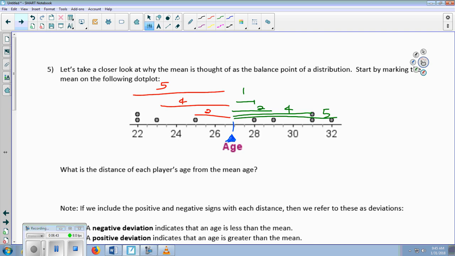So if we include positive and negative signs, all of the red ones are less than the mean. We could say they're all negative. And of course, we have 2 players that are 5 away, so we wouldn't want to forget that we have 2 players there. And also we had 2 players here that were 4 away from the mean.